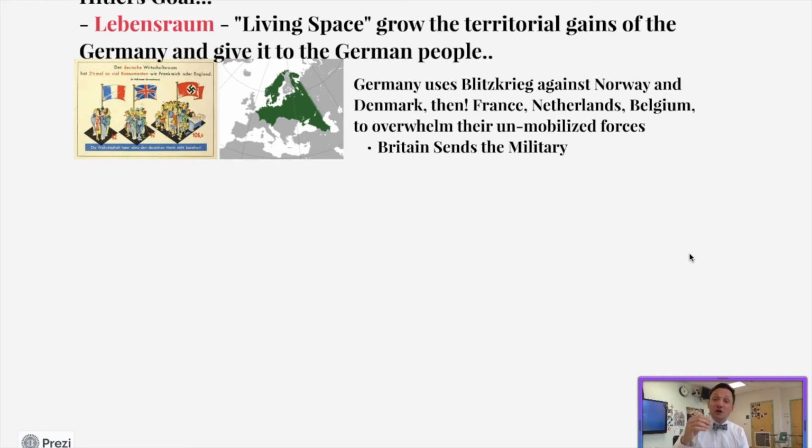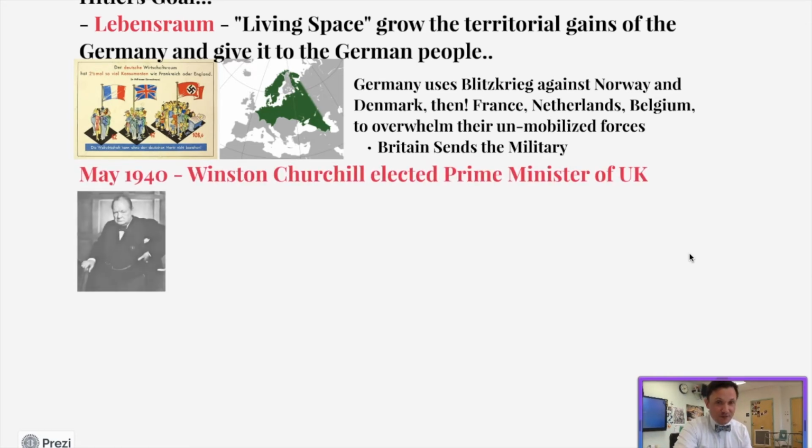So the Germans are going to use the blitzkrieg against Norway and Denmark. Then they're going to use it against France, the Netherlands, and Belgium. And they're going to overwhelm their unmobilized forces, okay? But in May 1940, a big thing happens. And Winston Churchill is going to be elected as the Prime Minister of the United Kingdom.